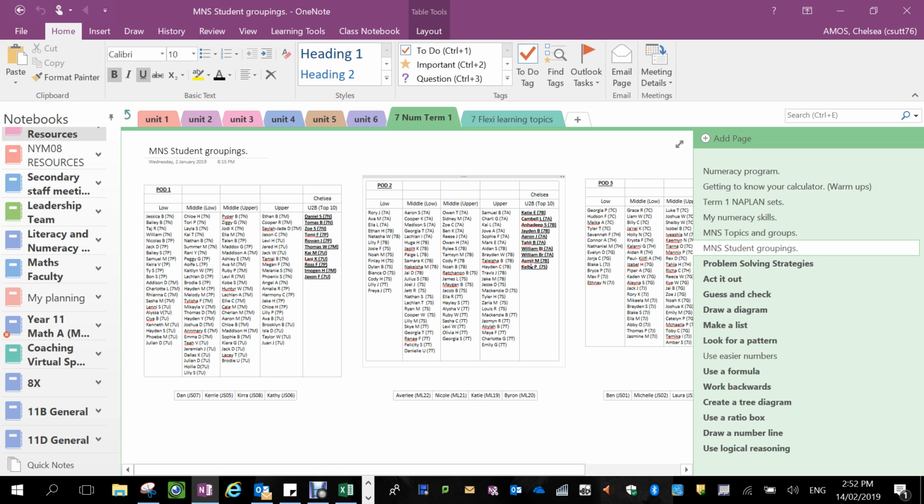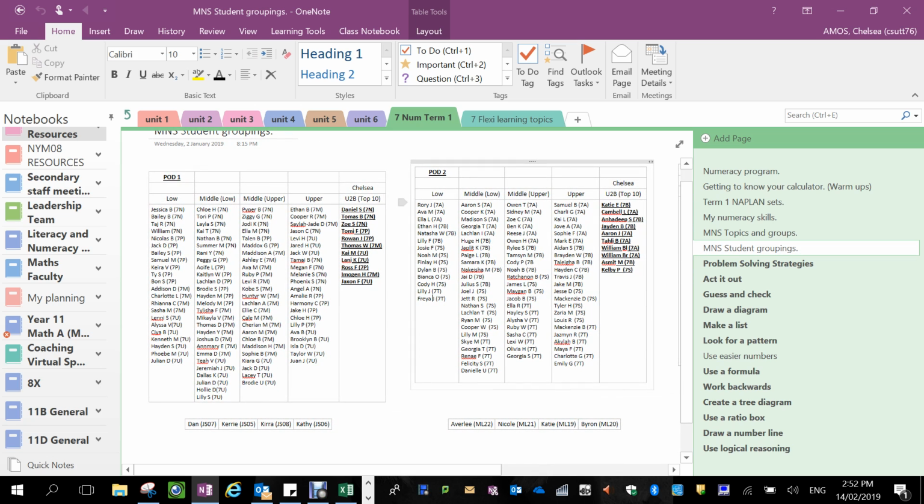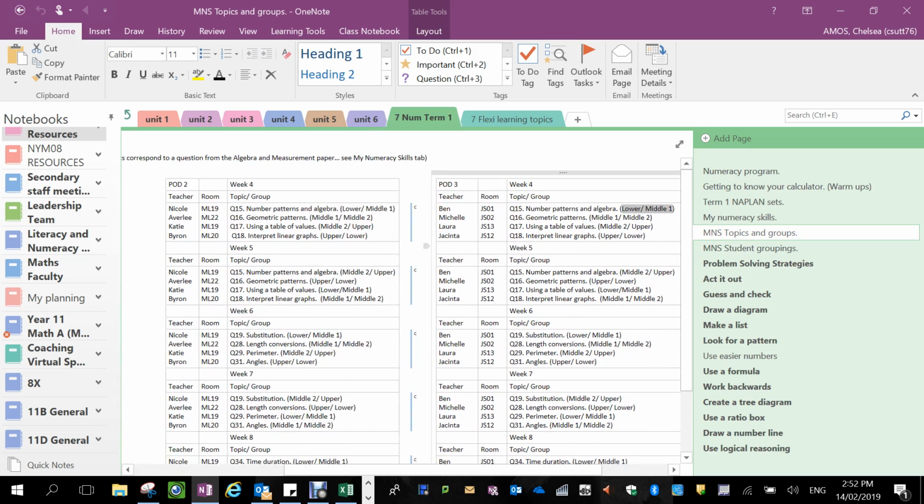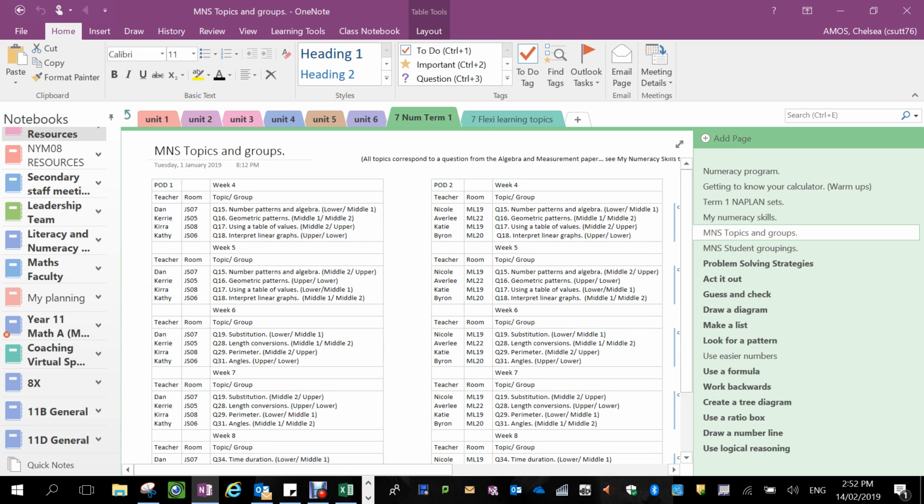So what I want you to do, when you're marking your role, can you please talk to your original class and tell them which teacher they are going to be working with for their first session. We have our lower group, our lower to mid group, our upper to mid group, and our upper group. And how do you know what they're going to work with and who they're going to be with? It's going to be with their topics and groups. For example, Dan is doing patterns in algebra with the lower group first, and then he moves to the lower middle group. Kerry's doing patterns with the middle group and the middle upper group. Kira, table of values, etc.